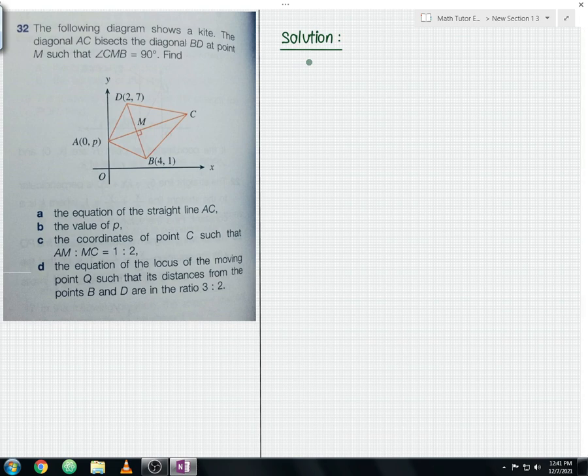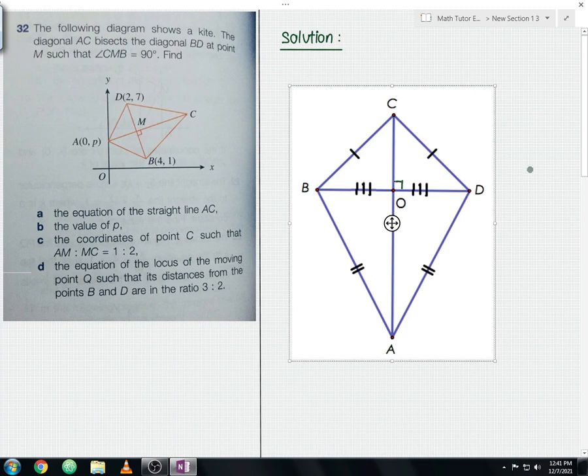Before we begin to solve this question, it is better for you guys to know the properties of a kite. So let me show you the diagram of the kite now. As you can see here, this is the diagram of a kite. Let me explain the properties of a kite. The three lines here are totally different, so they are distinct in one line, two lines and three lines respectively.